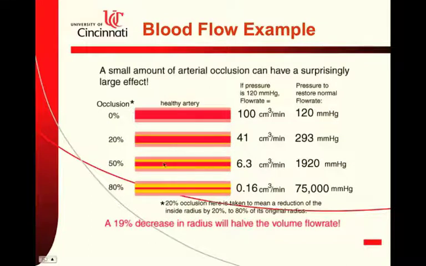On the other hand, if you have 50% occlusion, then the flow rate is down to only 6% of what it was. And so in order to maintain the same flow rate, which you can't do, you'd have to go up basically an order of magnitude, a factor of 20 in pressure, and your heart just can't provide that. With 80% occlusion, you're just not getting anything at all. And so even a 19% decrease in the radius will basically halve the flow rate of blood through the artery.